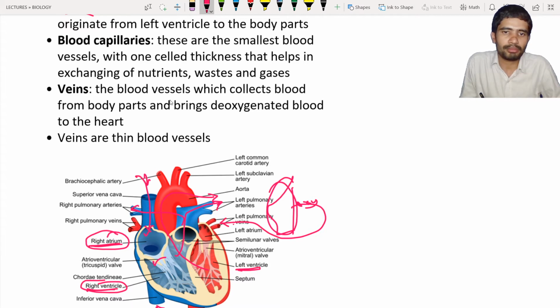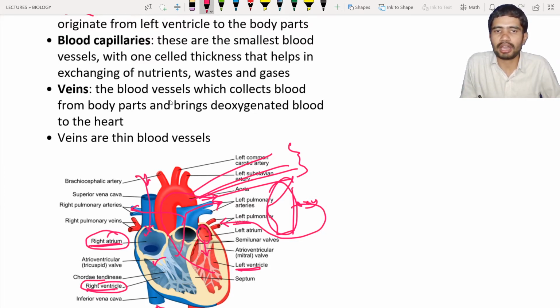Through the pulmonary veins, oxygenated blood from the lungs will be filled into the left atrium. From the left atrium the blood will move into the left ventricle, and from the left ventricle the oxygenated blood will be pumped to the systemic aorta, and from the systemic aorta to the body parts. Through which blood vessels? Through arteries. The aorta will divide into many blood vessels, and those are known as arteries.